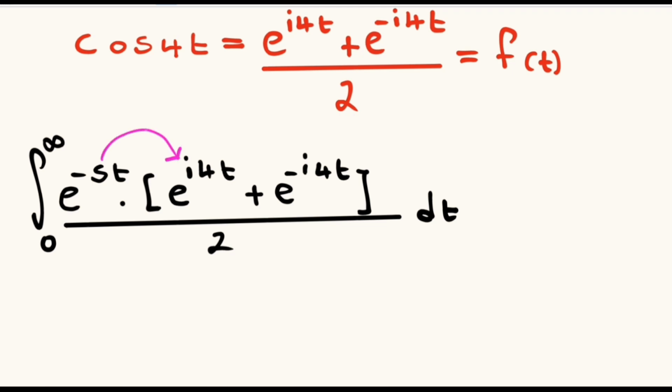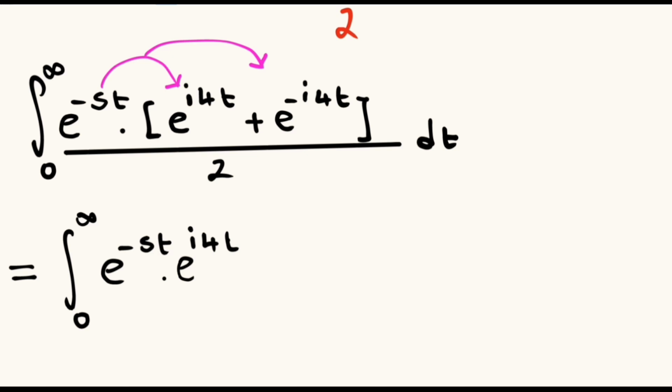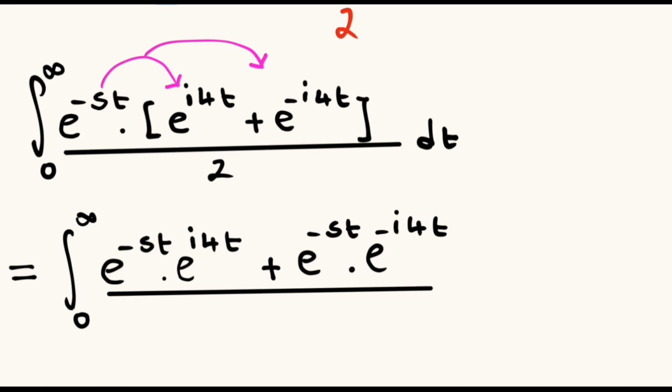So we can distribute the e raised to the power negative st inside the parentheses, and our integral will be equal to the integral from 0 to infinity of e raised to the power negative st multiplied by e raised to the power i multiplied by 4t plus e raised to the power negative st multiplied by e raised to the power negative i multiplied by 4t, and this is divided by 2, and we are integrating with respect to t.